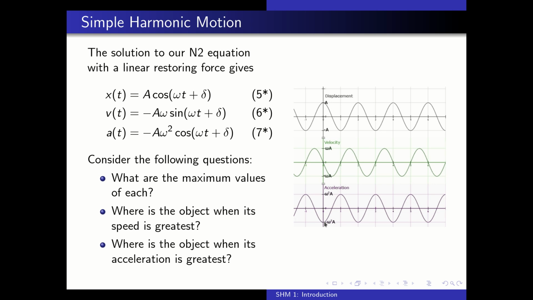Go back and look at our sum of forces equation. The greatest acceleration is going to occur whenever the position is greatest, but it's going to be in the opposite direction. So if the object is all the way out in the positive direction, the acceleration should be negative and maximum. So we have 0 velocity, we have negative acceleration.